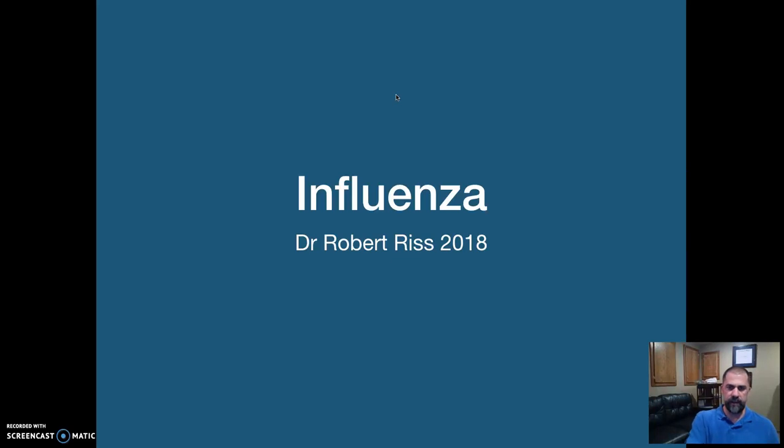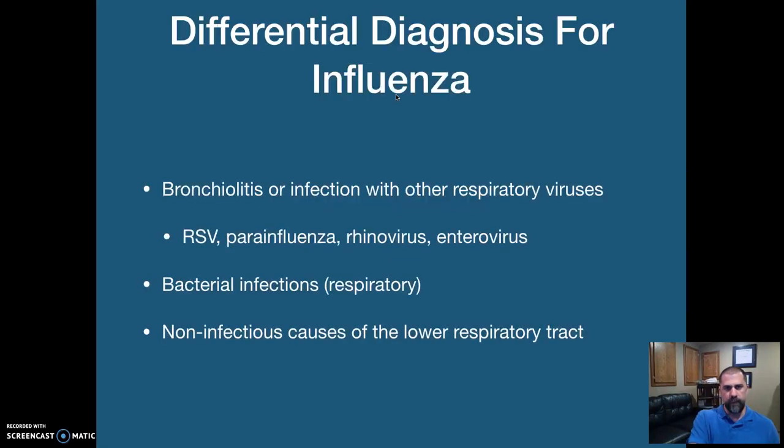All right, let's talk about influenza. So your differential for diagnosis for influenza, you'll have bronchiolitis on there or any other infection due to respiratory viruses, specifically RSV, parainfluenza, rhino, and enterovirus. Bacterial infections, so pneumonia, that's a common thing to have to compare influenza to. And then non-infectious causes of the lower respiratory tract.